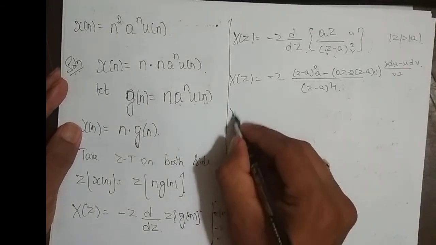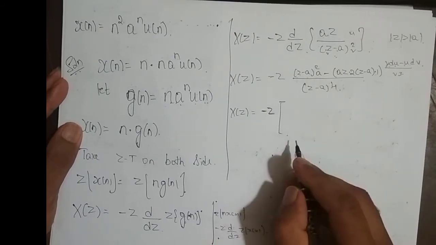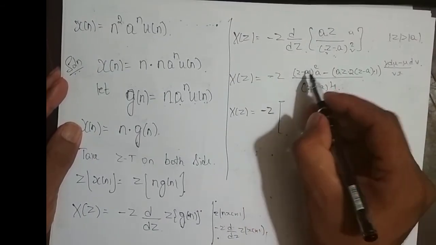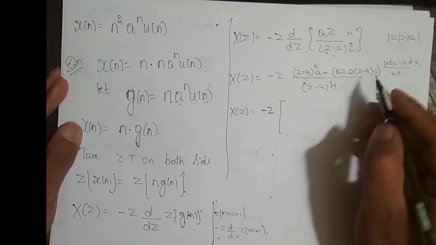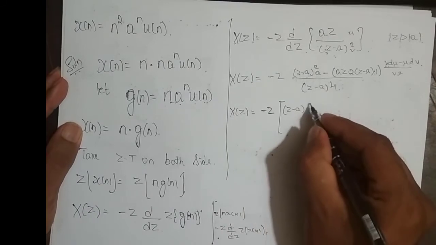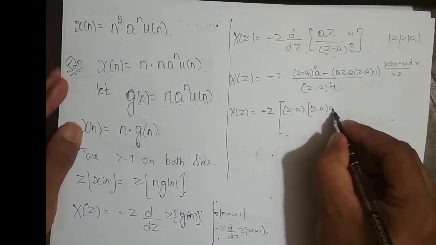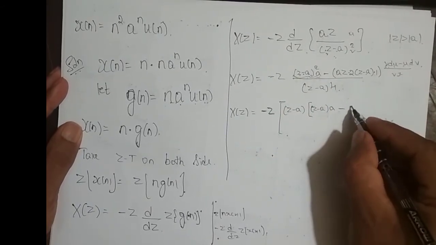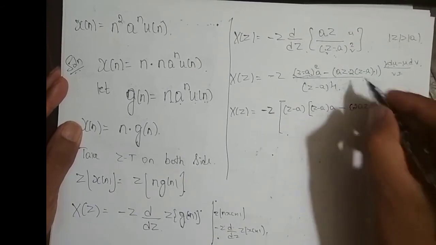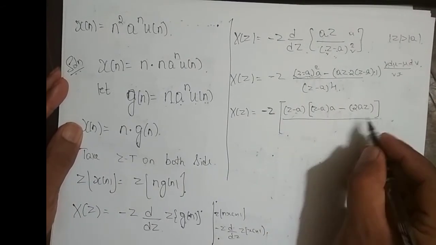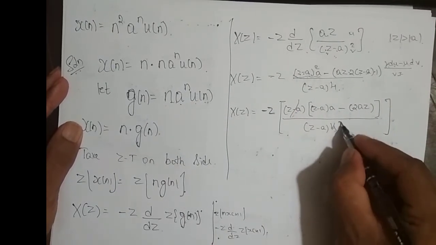Fine. So x of z is equal to minus z, let it be outside. So what do I have here? I have z minus a square here and z minus a here, so I can take z minus a common. If I take z minus a common, I end up with z minus a into a, this term, minus 2 times az, because I am taking this z minus a common. This ends up with z minus a whole power 4 in the denominator, and here 1 cancels out.